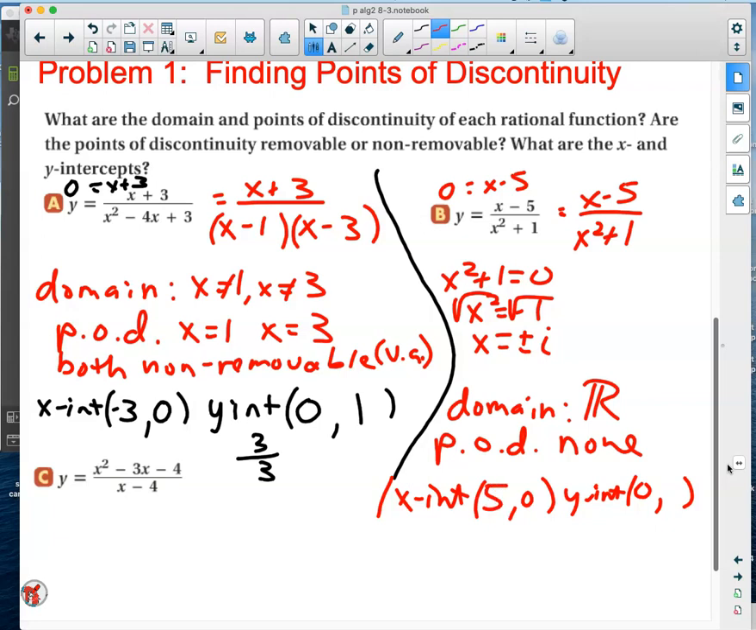And then the y-intercept again is easier because we're going to put a 0 in for the x's. 0 minus 5 is negative 5. 0 plus 1 is 1. There it is. We've got a couple of points that we could graph for that one: 5, 0, and 0, negative 5. Let's go to C.